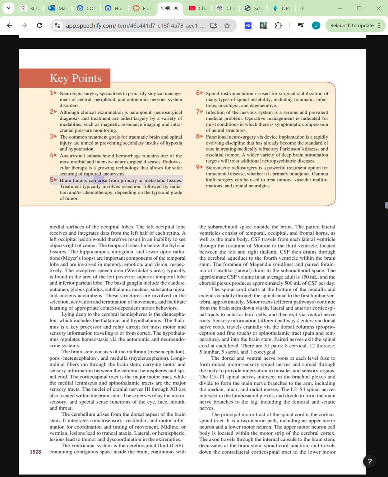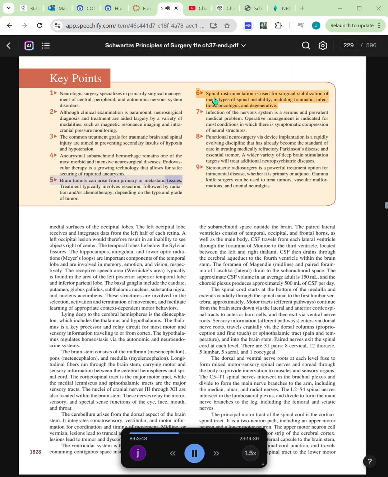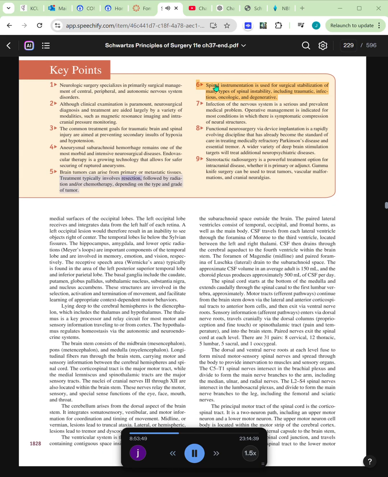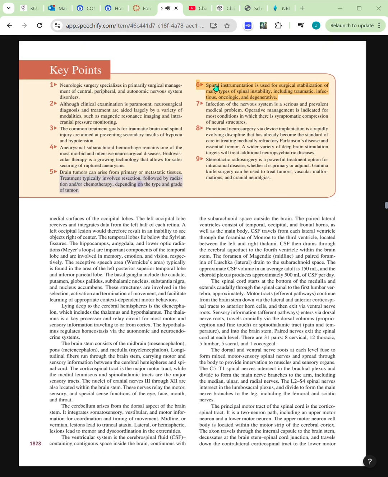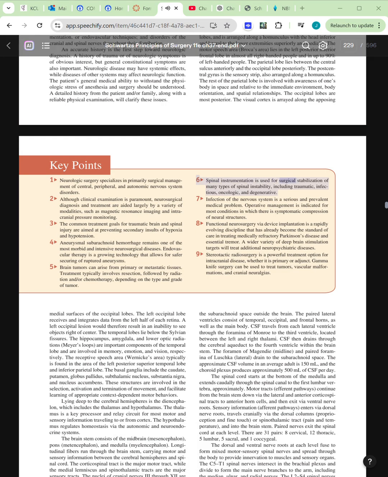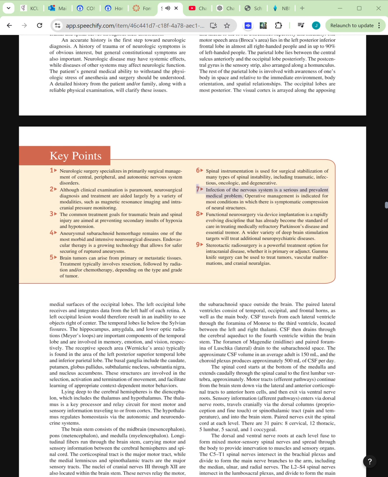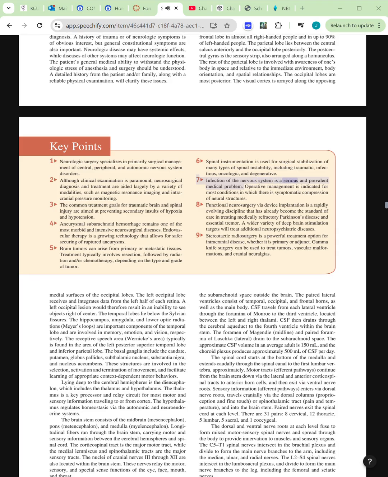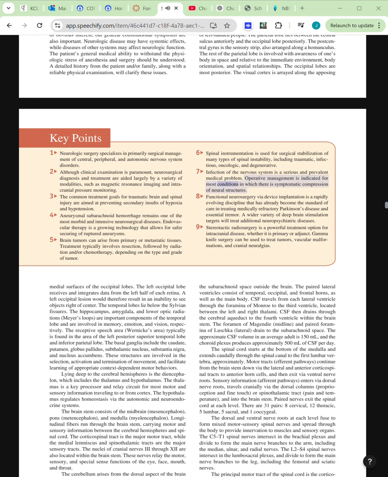5. Brain tumors can arise from primary or metastatic tissues. Treatment typically involves resection, followed by radiation and/or chemotherapy, depending on the type. 6. Spinal instrumentation is used for surgical stabilization of many types of spinal instability, including traumatic, infectious, oncologic, and degenerative. 7. Infection of the nervous system is a serious and prevalent medical problem. Operative management is indicated for most conditions in which there is symptomatic compression of neural structures.